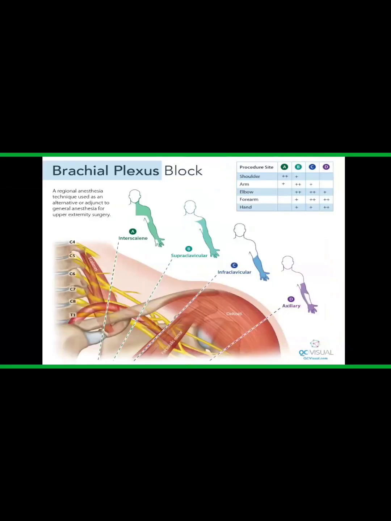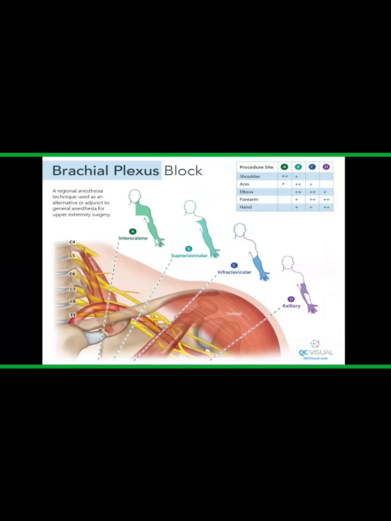As you can see in this illustration, there are 4 figures given. Figure A is the interscalene level, B is the supraclavicular level, C is the infraclavicular, and D is the axillary level of the brachial plexus.